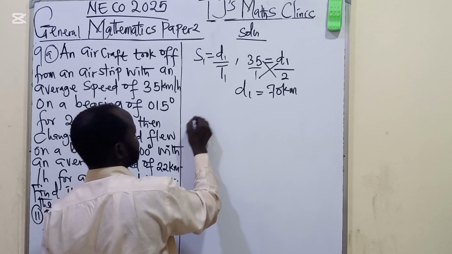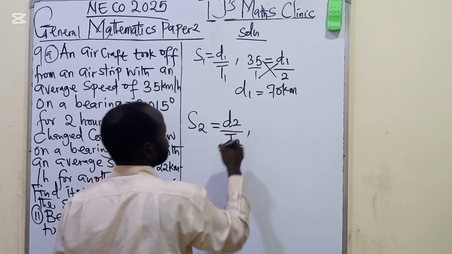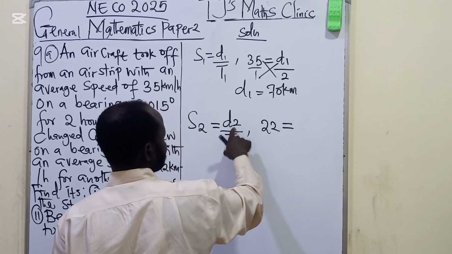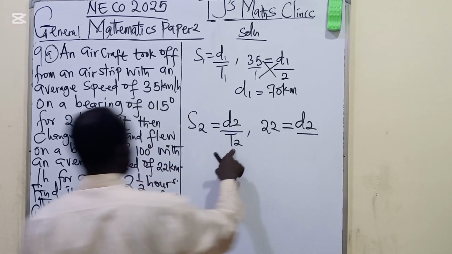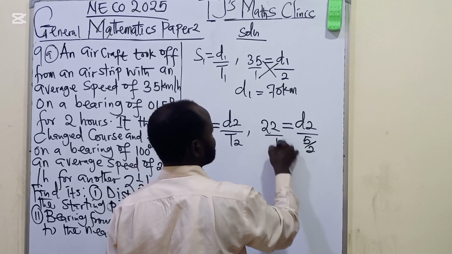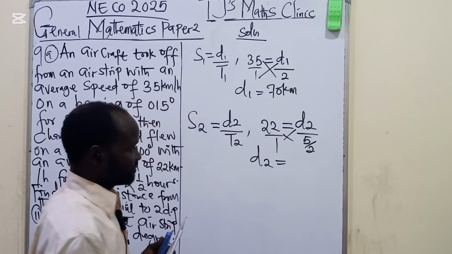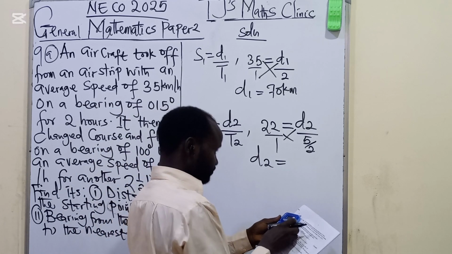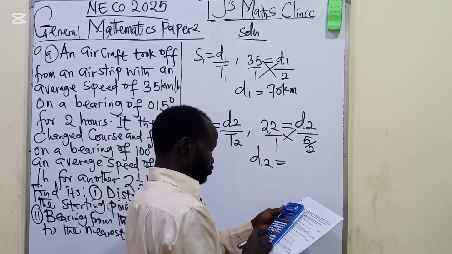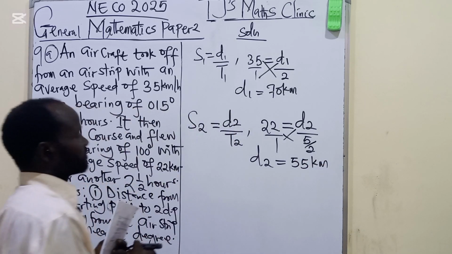So let's move to the next point. The next speed, next distance, next time. Next speed is 22 kilometers per hour. Then the distance 2 is not given. Then the time, 2.5 hours, is the same thing as 5 divided by 2. Then we cross multiply. Distance 2 now will be 22 multiplied by 5 divided by 2. Of course, this will be 22 times 5 divided by 2. That will be 55 kilometers. So D2 is 55 kilometers.